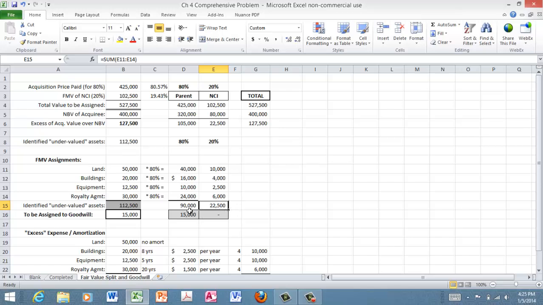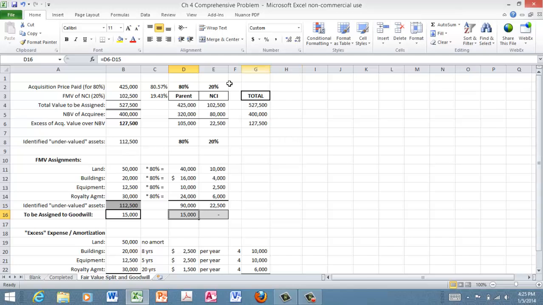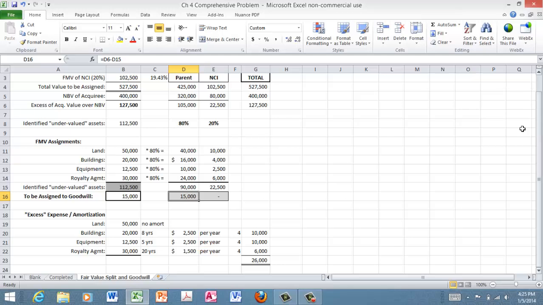So then the goodwill: if I take my parent company share, which is the sum of these numbers here, the 90,000, I still have 105,000, which is my excess of what I spent over the 80% book value. And so then I've got the $15,000 of goodwill. So this is a little cheat sheet you might want to keep handy as we go forward, in how you would allocate goodwill between parent and non-controlling interest.